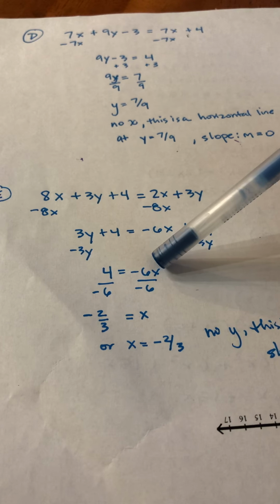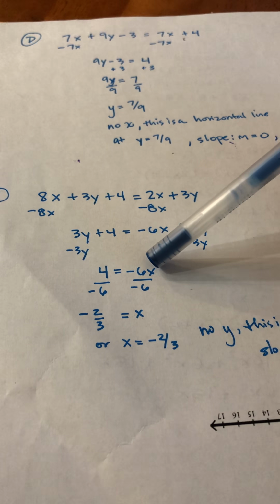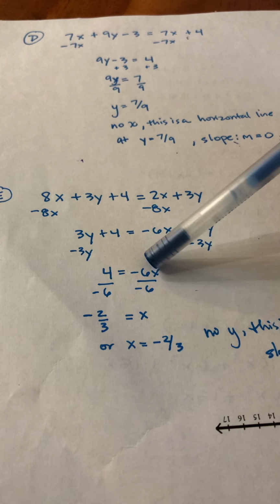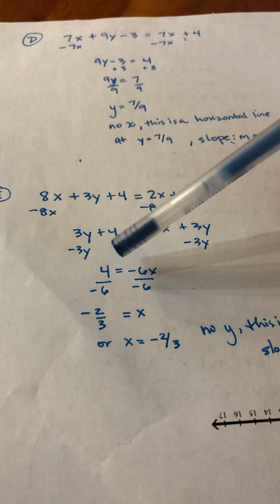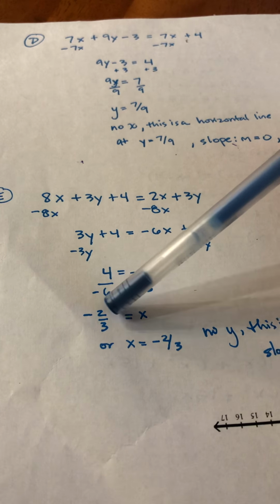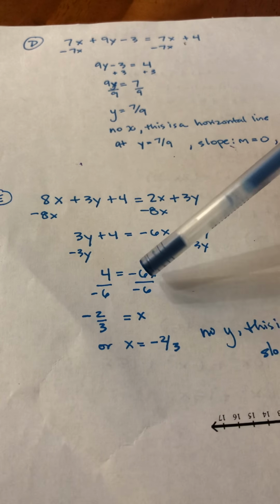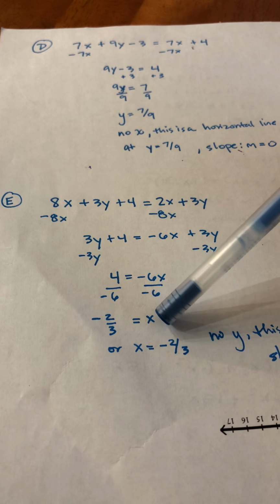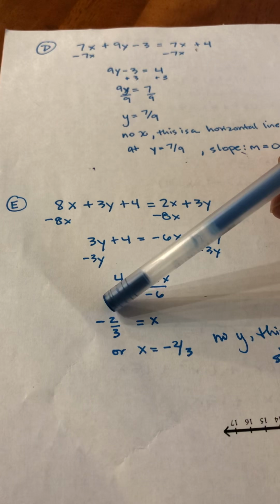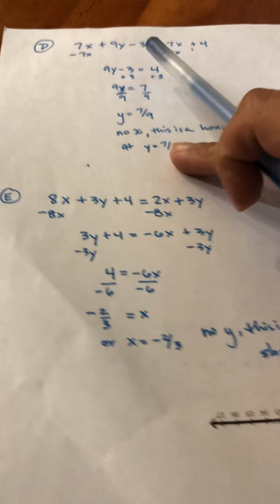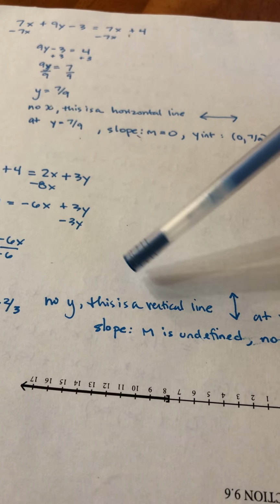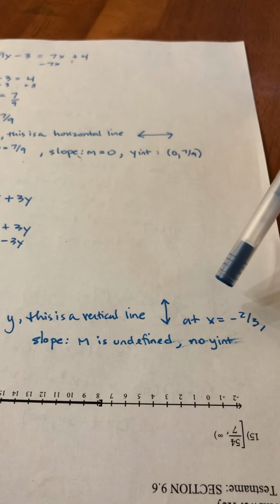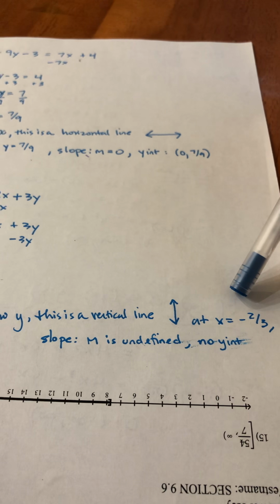Because I only have one variable, I still want to solve for that variable so I can know what kind of line I have and where it will be. So I'm going to divide both sides by negative 6 in this situation. 4 over negative 6 does reduce to negative 2 over 3. Negative 6x over negative 6 just becomes x. So I get an equation that is only x and a constant, no y value. When that happens, there's no y. That means this is a vertical line. That vertical line is going to occur at x equal to negative 2 over 3.